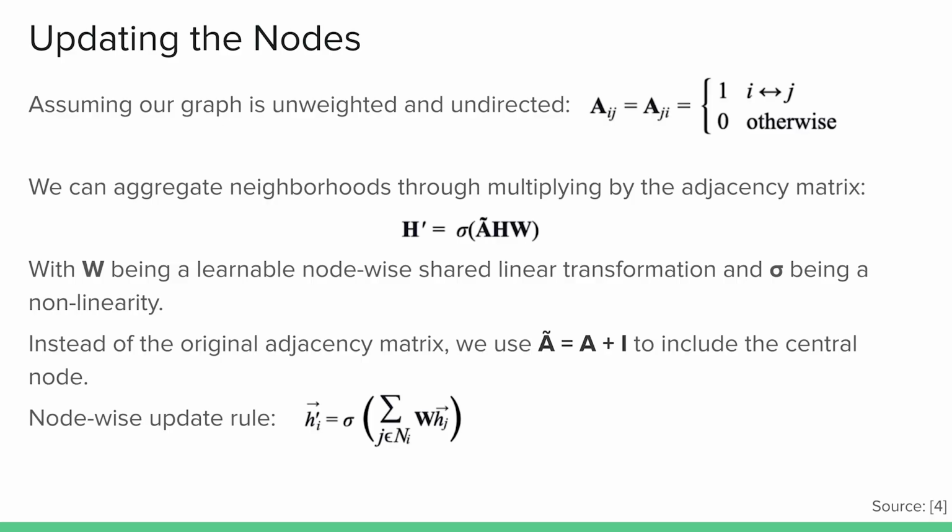If we assume that our graph is unweighted and undirected, meaning that aij equals aji, then we can aggregate information from all of our neighborhoods, basically just through multiplying with the adjacency matrix. So we have our features h, we multiply them with the adjacency matrix A and with another weight matrix W, that is the learnable node-wise shared linear transformation. So this is the thing that we're actually learning here, this W, and a non-linearity function sigma here, just to make this a bit more powerful.